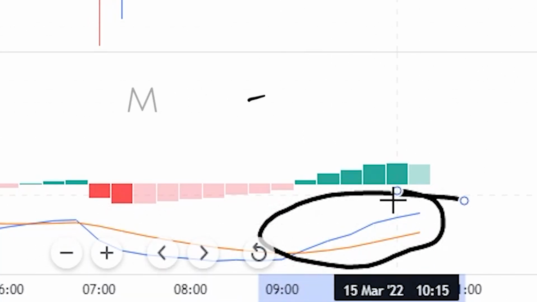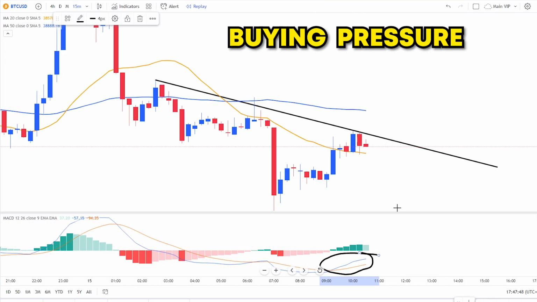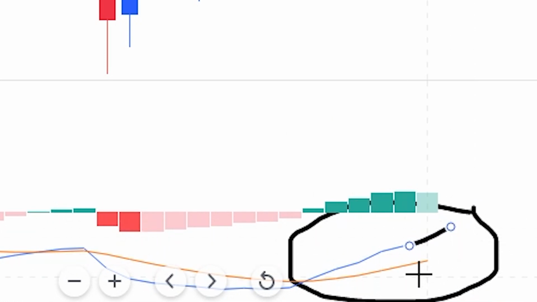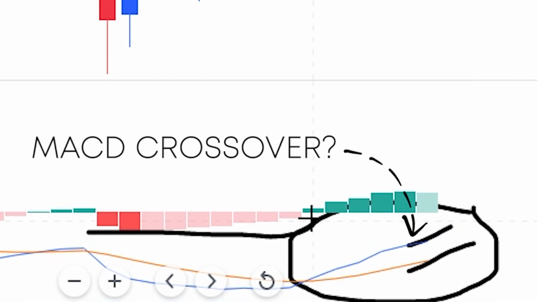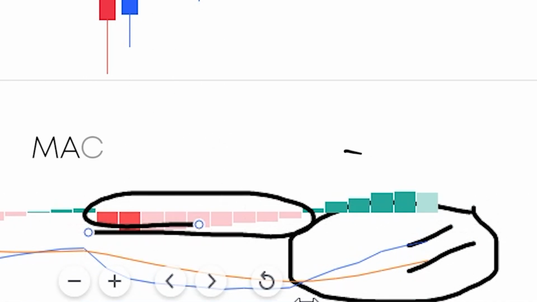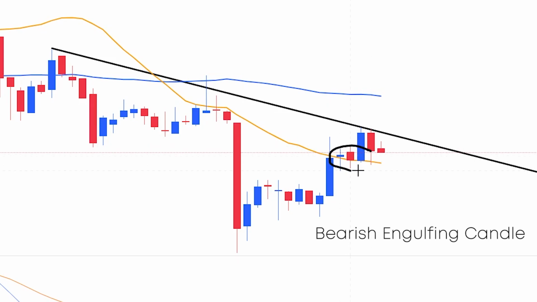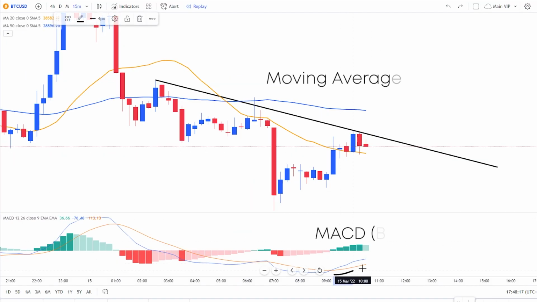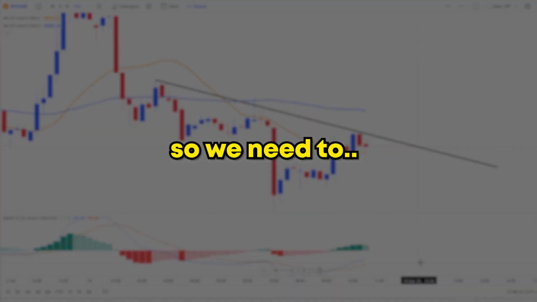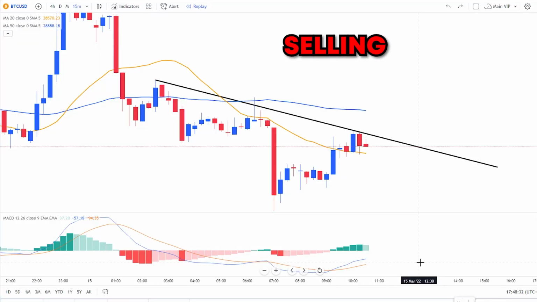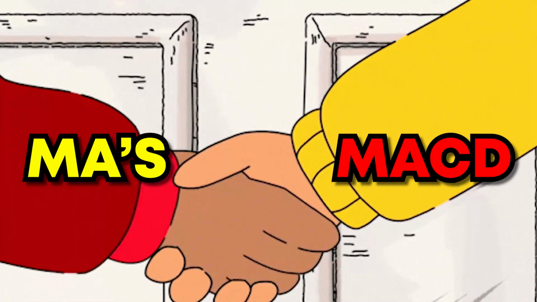This is a logical scenario, but since we are using MACD as well, and it's showing us that buying pressure is incoming, really, to enter the trade short, we would have to wait for another crossover over here and start seeing the histogram being red as well. That's the only way we could start seeing some selling pressure. We are seeing a bearish engulfing candle over here, but we know that the MACD is telling us it's a buy. So we need to wait for both indicators, the MACD and the moving averages, to be on the same side. Whether we are buying or selling, it doesn't matter. We want them both to agree with each other.